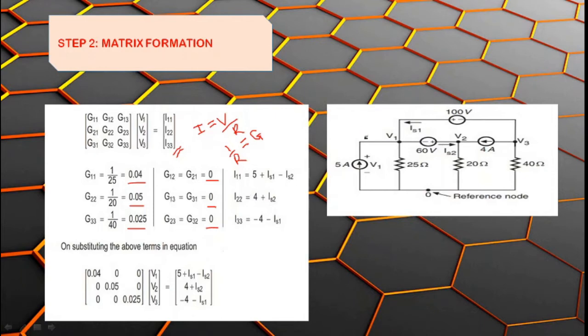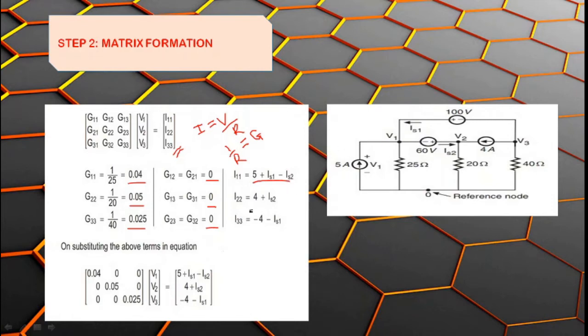I11, current source connected with node 1. So I have a 5 amp here. This 5, the arrowhead moves towards V1. So plus 5. This IS1 also moved towards my V1. So plus IS1. This IS2, the arrowhead is going away from my node 1. So minus IS2.